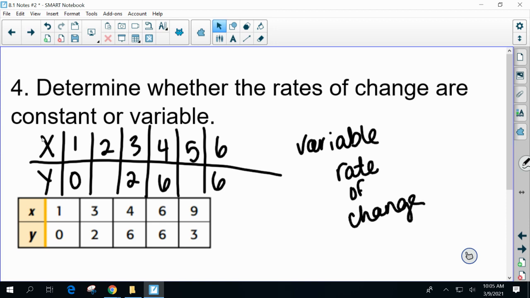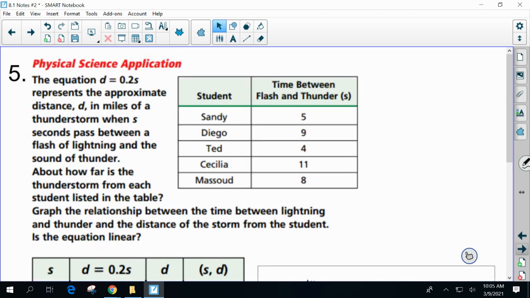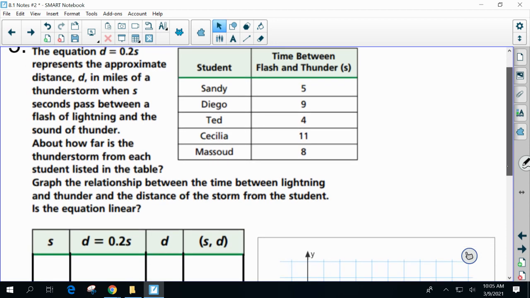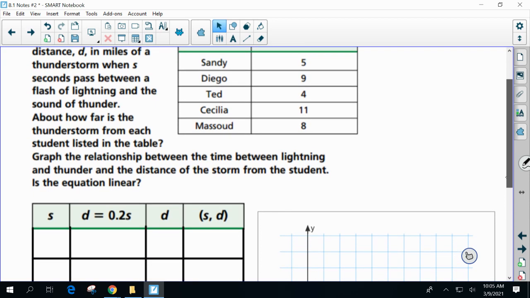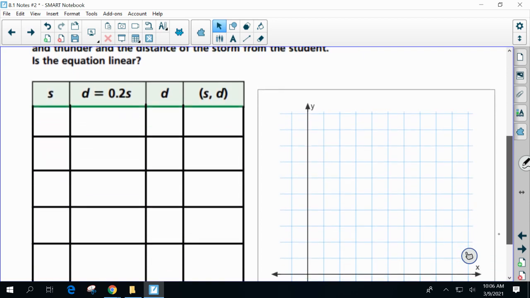Okay, all right, so we have a couple word problems to go over and then we are done. So, the equation D equals 0.2s represents the approximate distance in miles of a thunderstorm when s seconds pass between a flash of lightning and the sound of thunder. About how far is the thunderstorm from each student listed in the table? So s is for seconds, and we have 5, 9, 4, 11, and 8.